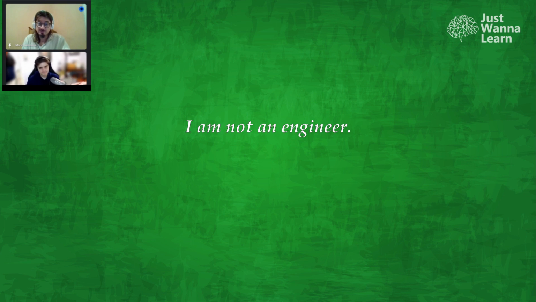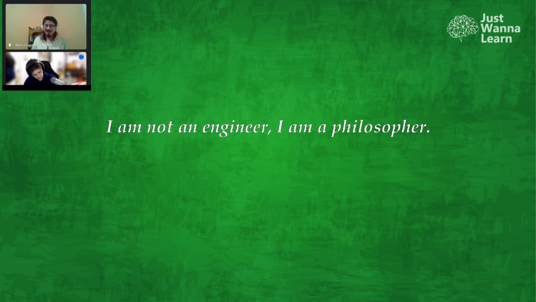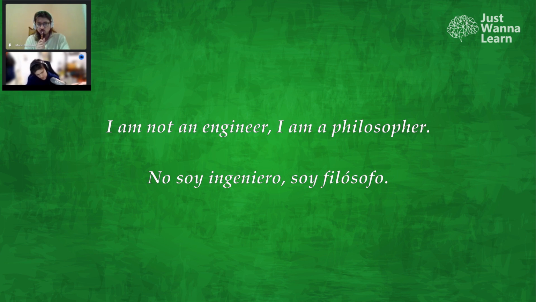So, how would you say, I am not an engineer? No soy ingeniero. Very well. Filósofo. Philosopher. Yes, filósofo means philosopher. I am not an engineer, I'm a philosopher. No soy ingeniero, soy filósofo. Exactly.